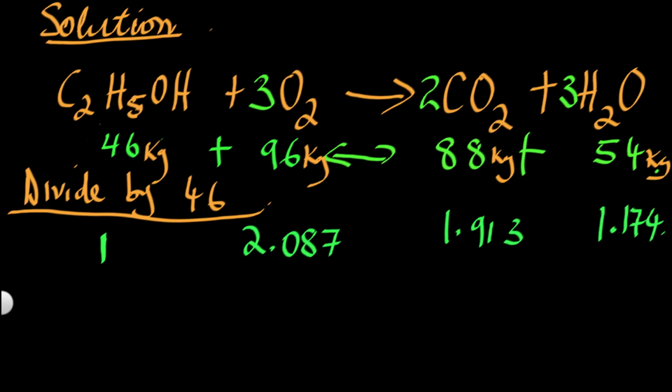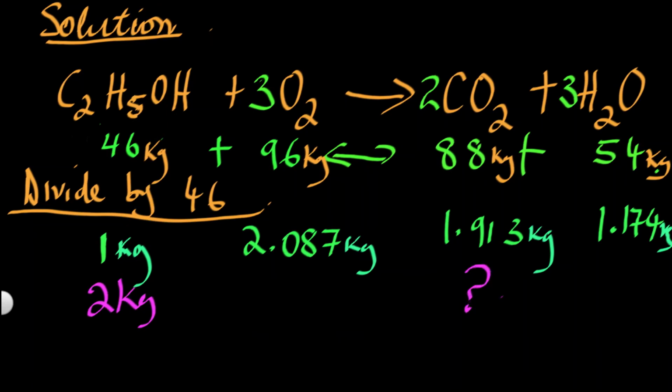So what are the mass ratios saying? They are saying if I have 1 kg of ethanol, it requires 2.087 kilograms of oxygen to produce 1.913 kilograms of carbon dioxide and 1.174 kilograms of water. I'm just using smaller ratios now. So in our case, we have 2 kgs of ethanol. We want to know how much carbon dioxide. See, it's now a very straightforward issue. We know that 1 kg produces 1.913. 2 kgs obviously will produce double of that, or 2 times this one. This is the reasoning behind it.